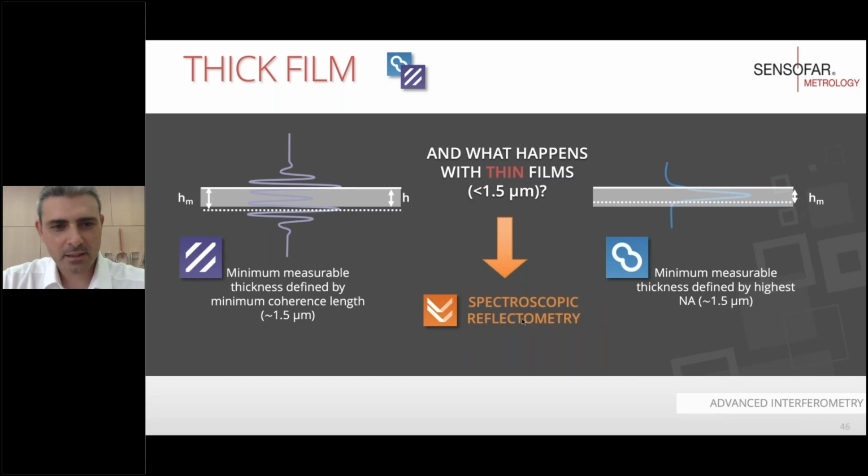And where is the limit? The limit is where everything collapses. When we have a very thin material, less than 1.5 microns, with interferometry the signal of the two envelopes collapses and we are not able to discriminate them. And for confocal, again, the two peaks collapse and we are not able to get any information. If this happens, we have to change the technology, and that is spectroscopic reflectometry.